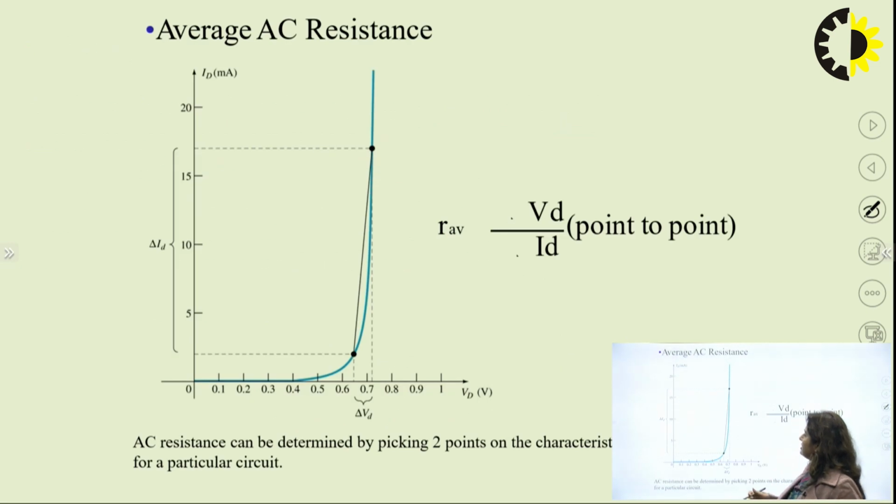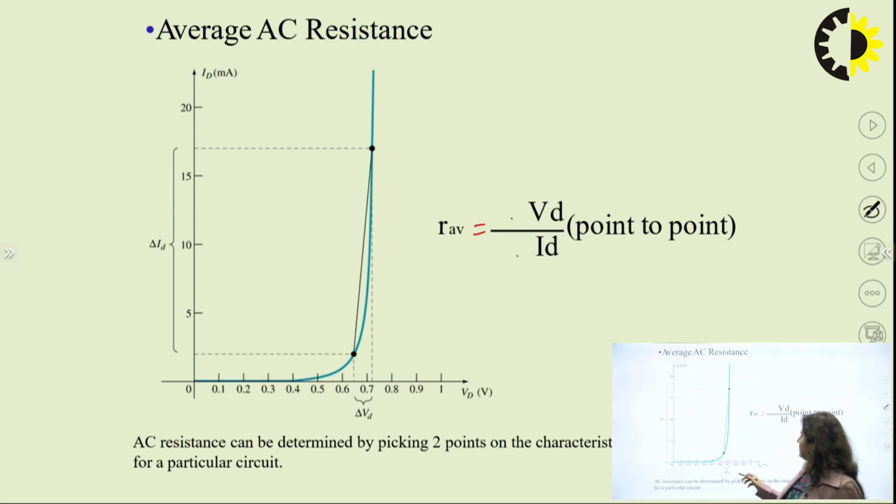Next we can see from the plot how the average AC resistance will give you a feel of the characteristic between V and I. Delta VD, on the x-axis, goes 0 to 0.1 to 0.2, a 0.1 scale difference, and delta ID is a 5 scale difference in milliampere. So this is 5, this is 10, then 15, then 20. The average AC resistance RAV is equal to delta VD upon delta ID, point to point.